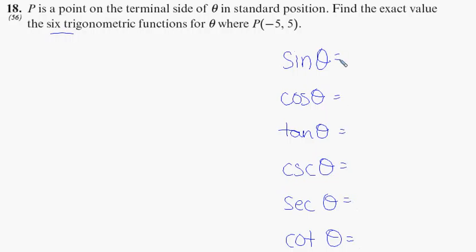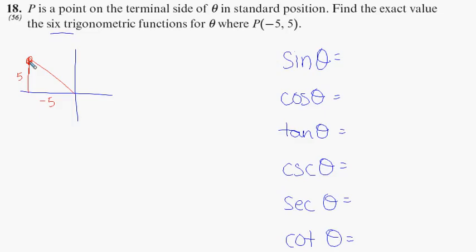So let's draw a sketch, and you should draw a sketch as well. All right, so we know we are at -5, 5, which means we come over this direction, -5, and we go up 5. Okay, so that's -5, this is 5. And what does that tell you about the hypotenuse?